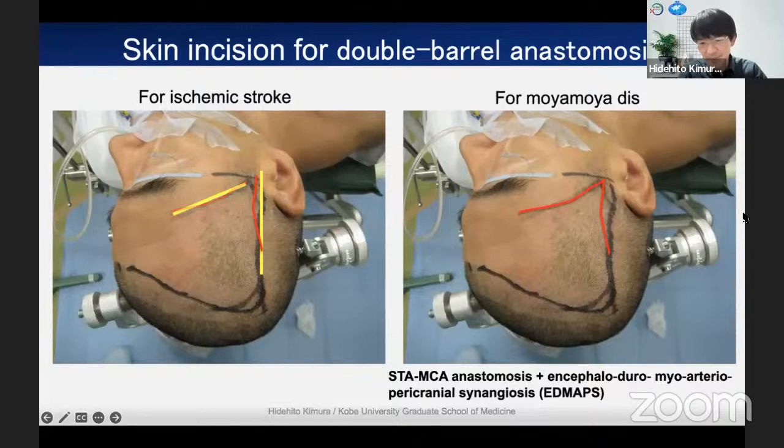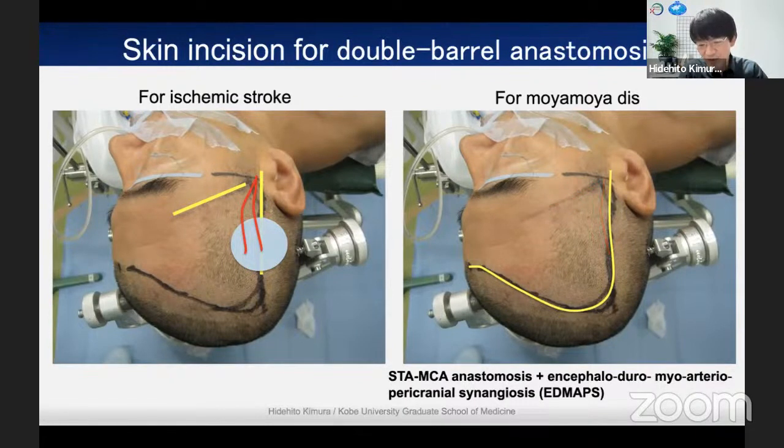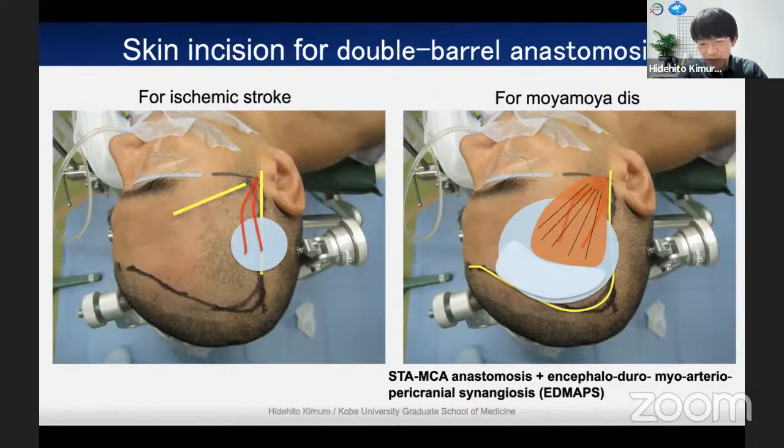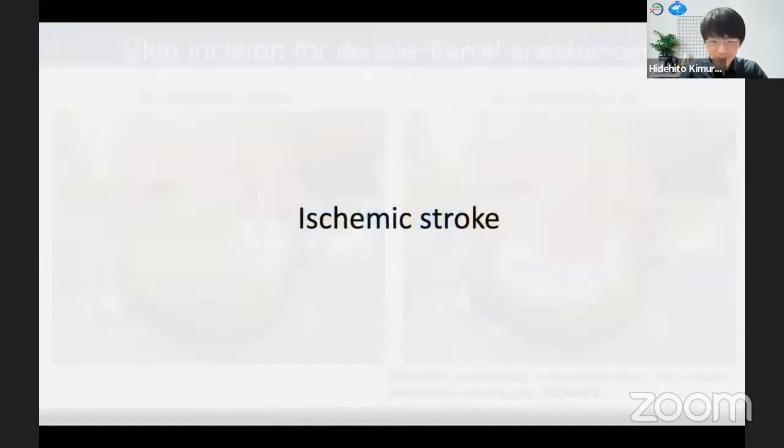So for moyamoya disease, I make a large skin incision and a relatively large craniotomy to establish the indirect revascularization. As you know, after the direct anastomosis, the temporal muscle and the pericranium and the first year were covered over the brain to expect further revascularization as an indirect revascularization.